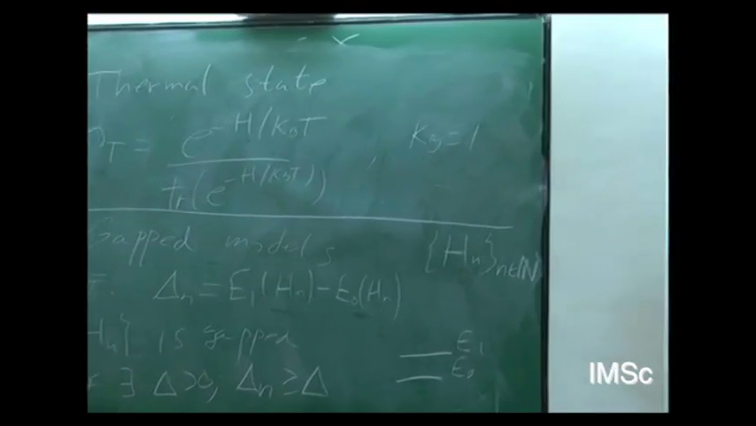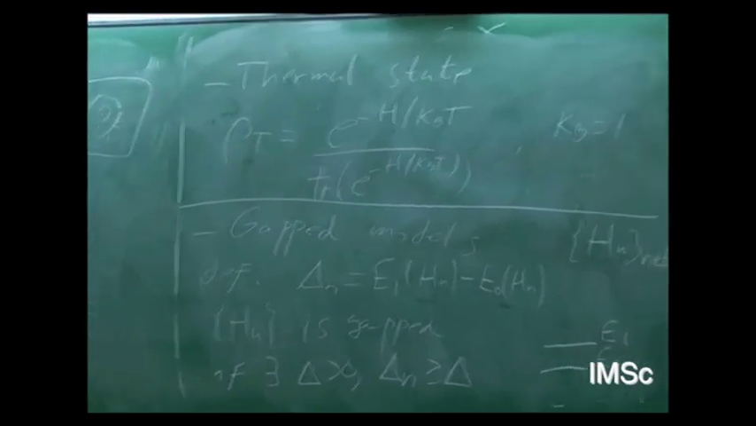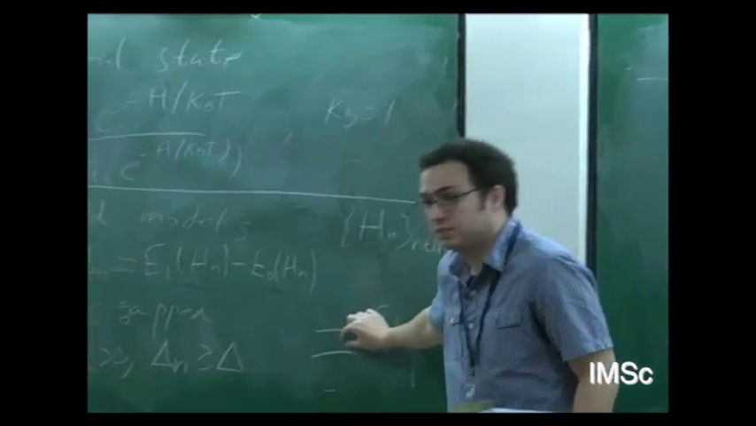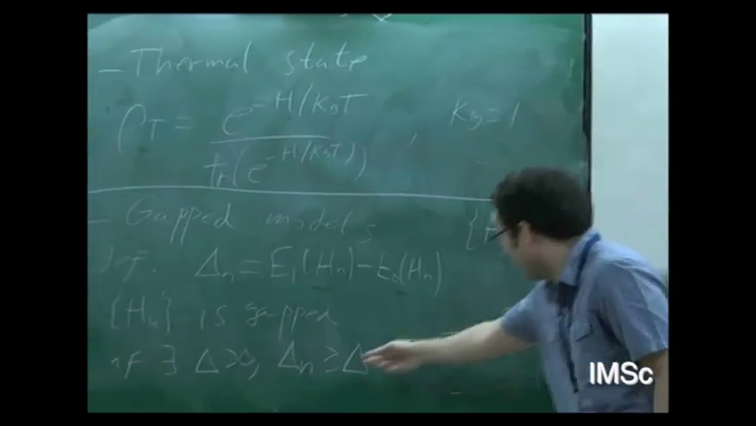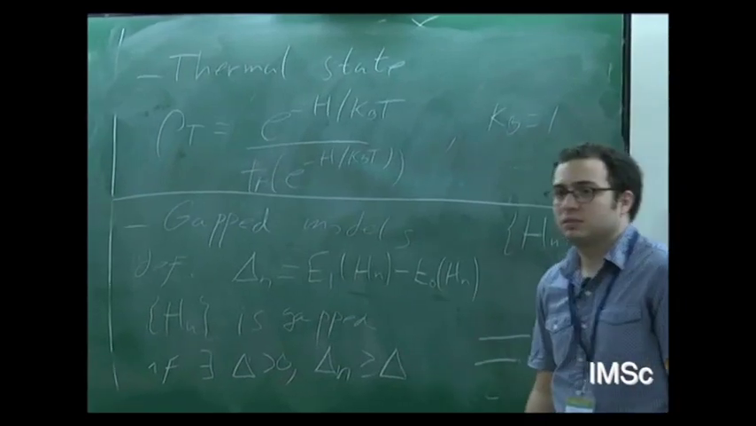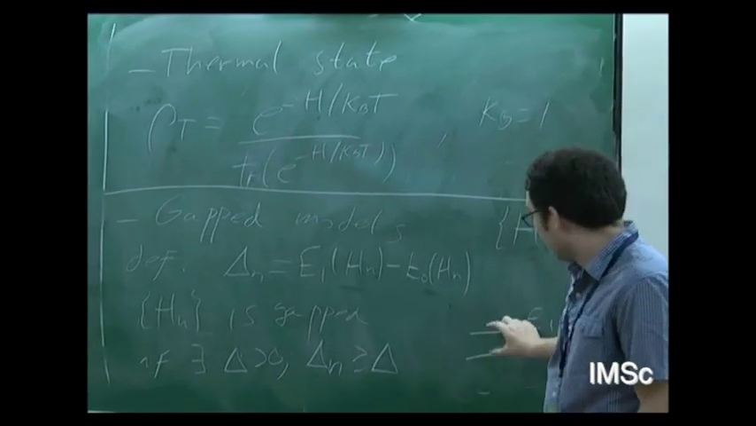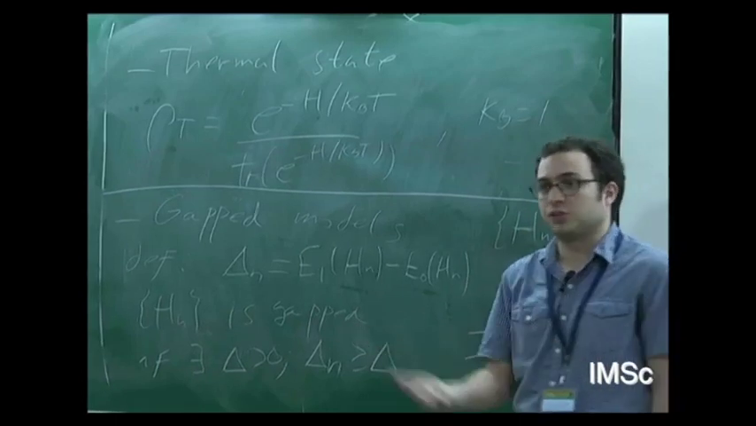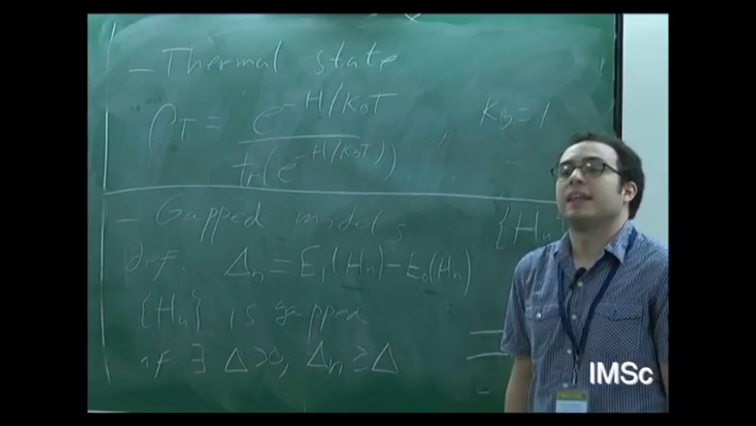Yes? What is the critical condition, and what is critical? Oh, I mean when the gap shrinks. When this doesn't hold true. This property of the gap shrinking is an indication that there is a phase transition, like a quantum phase transition. So then the correlation should diverge. That's correct.